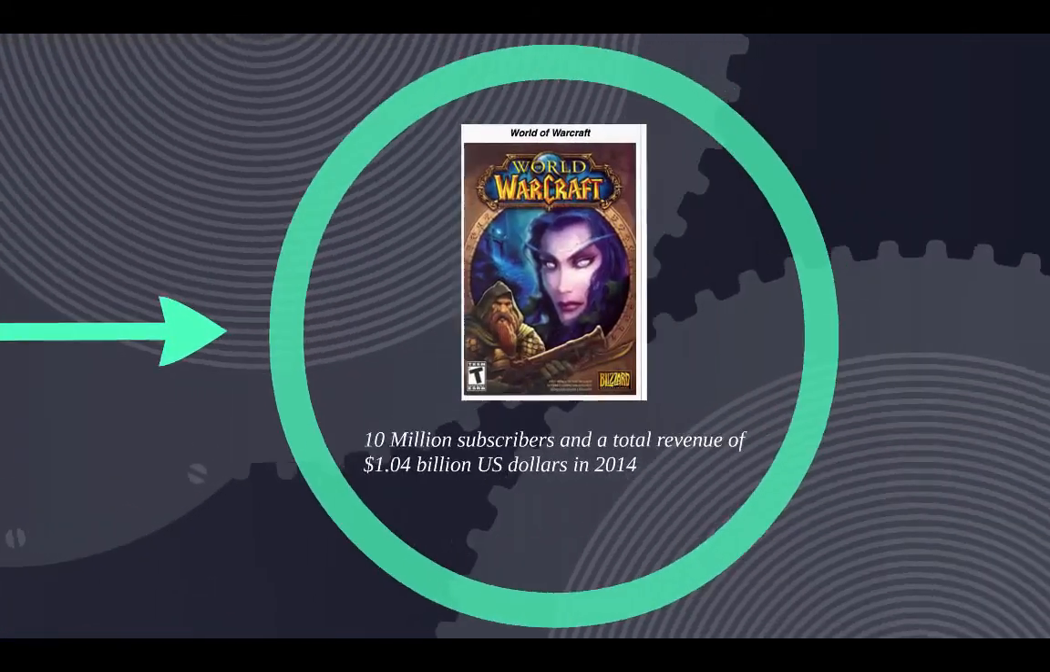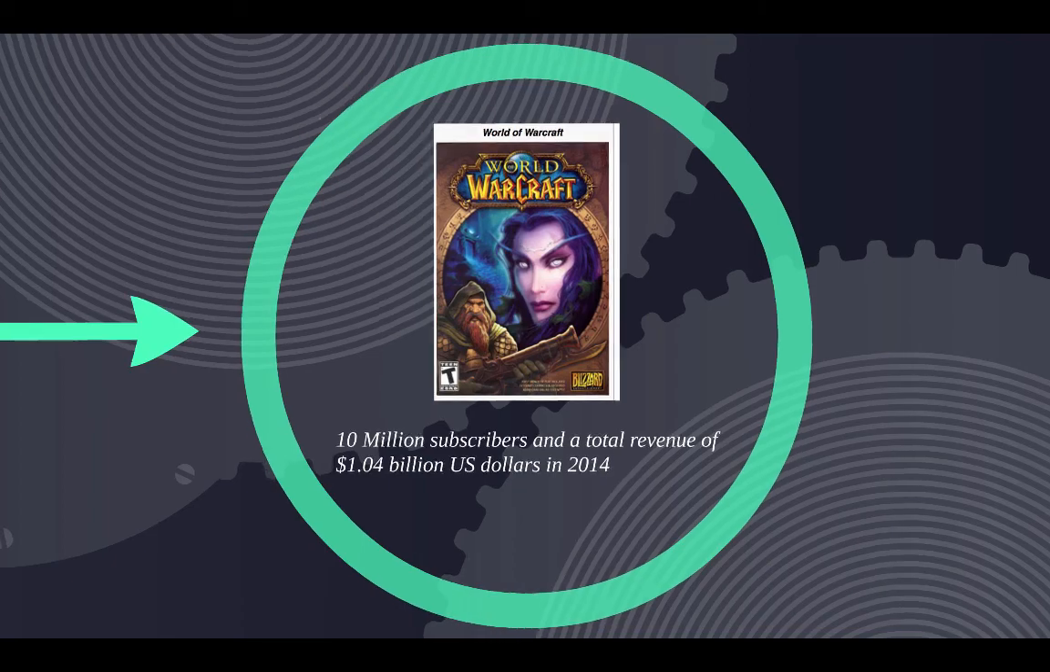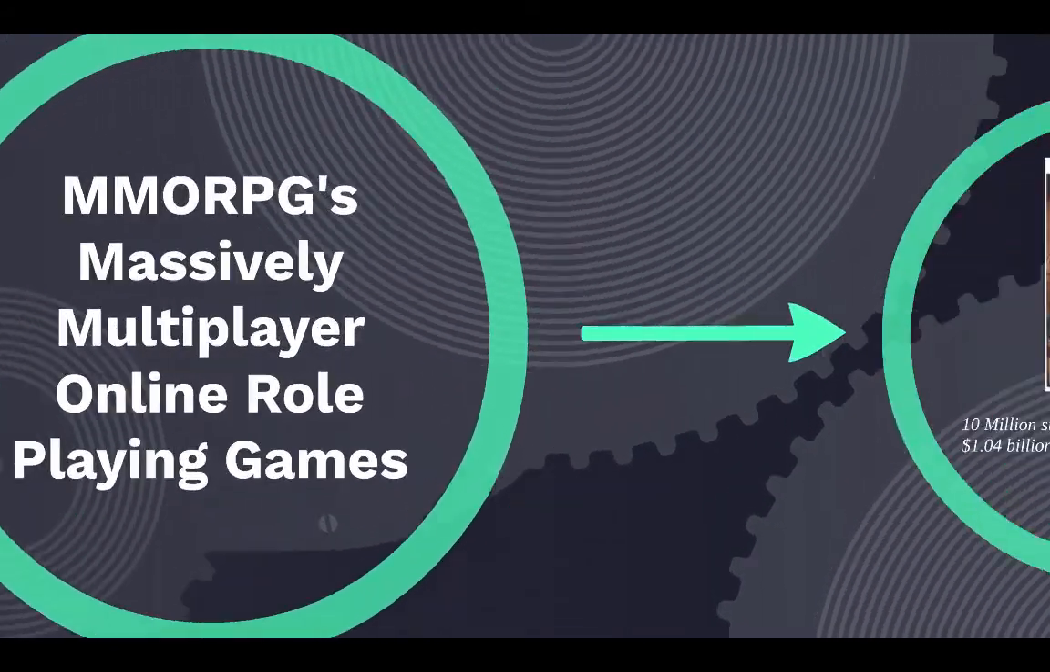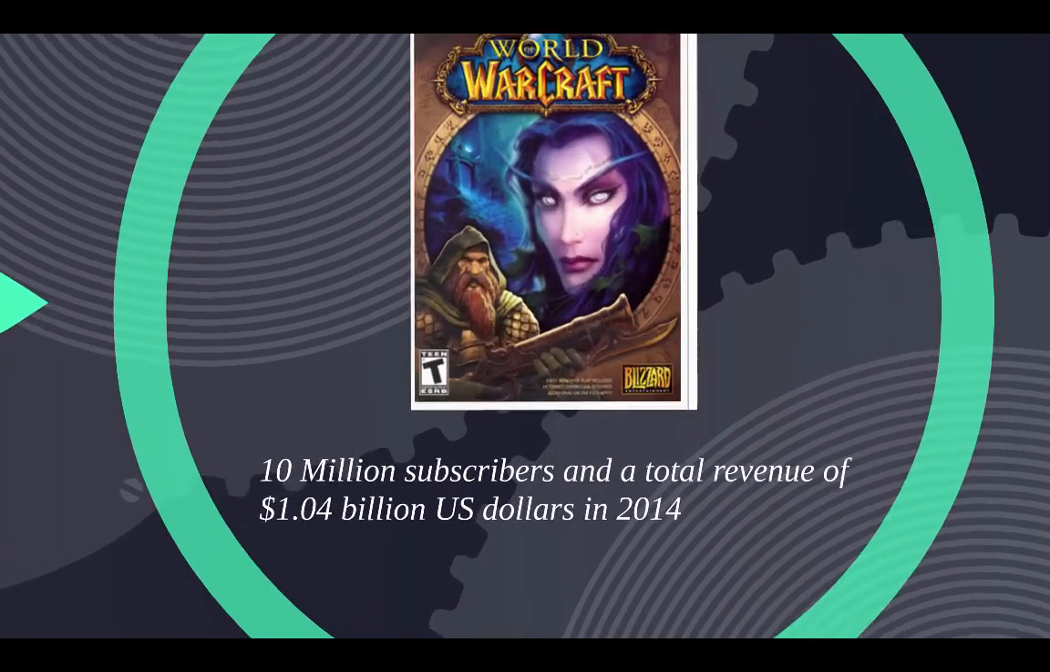And this is one of the popular such MMORPGs, where World of Warcraft is a big deal. There are about 10 million subscribers, and the revenue is mind-boggling, $1 billion. Yeah, I'm telling you this in 2014. And again, there are so many video games that we can talk about, how it is a big deal, and also a money-making machine on the web.